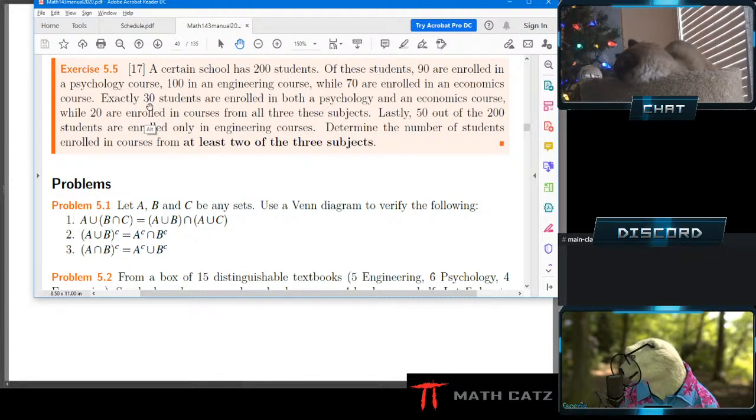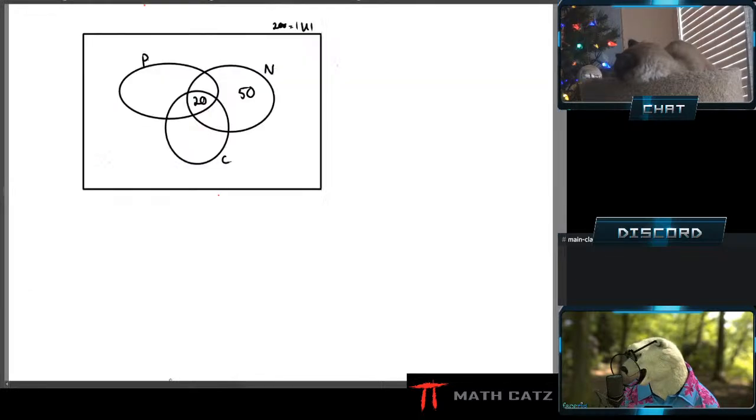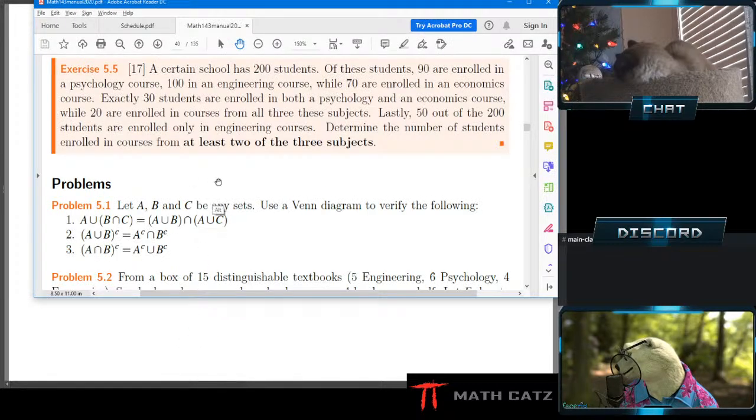I'm pretty sure this 30 is unlocking a region. 30 students are enrolled in both psychology and economics. Psychology, economics, 30. Well, I have the 20 of these 2 regions, so that one has to be a 10. So now I'm going a little faster than for sure. I have to make sure I get all the information out. If I can't put it in the Venn diagram, I still want it out, or I'm going to forget about it, and it might be crucial.